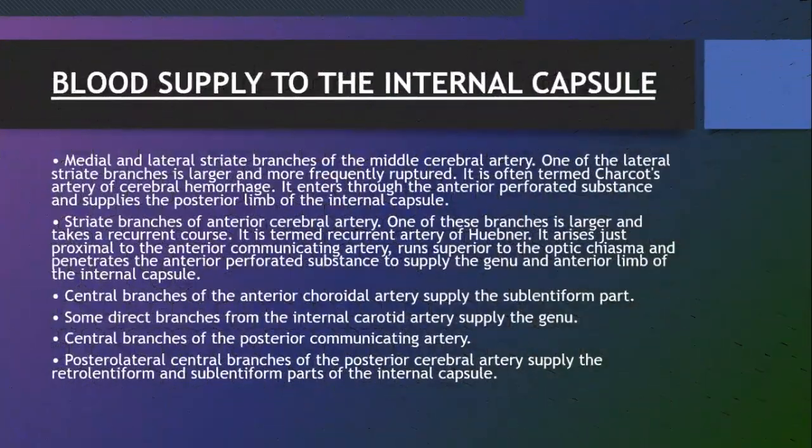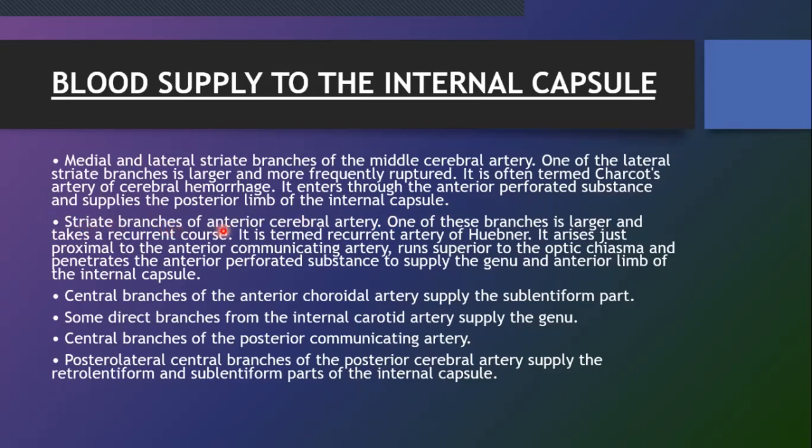Now, blood supply to the internal capsule is important. Blood supply is by the medial and lateral striate branches of the middle cerebral artery. One of the lateral striate branches is larger and more frequently ruptured. It is often termed Charcot's artery of cerebral hemorrhage. It usually enters through the anterior perforated substance and supplies the posterior limb of the internal capsule.